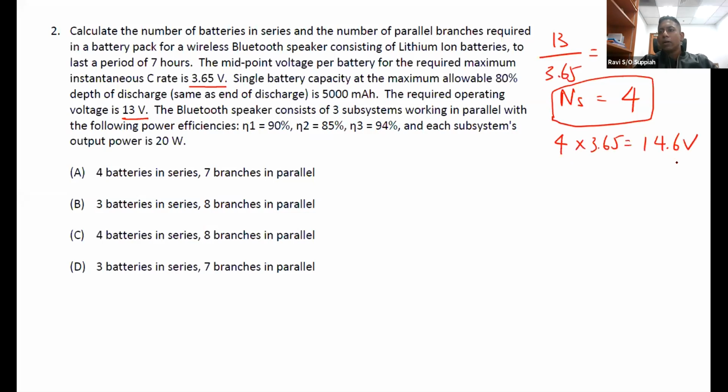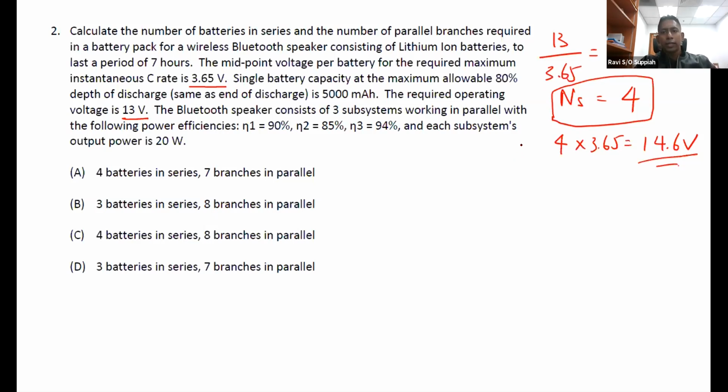Some of you have asked me this question. When we select the battery based on the instantaneous C rate, the voltage that you get is actually higher than the required operating voltage. So is that an issue? That is not an issue, because in all electronic systems, when you design them, you will have what we call a voltage regulator within the circuit. That voltage regulator will make sure that whatever voltage you supply, even if it is higher, it will regulate it down to the required voltage that the system requires.